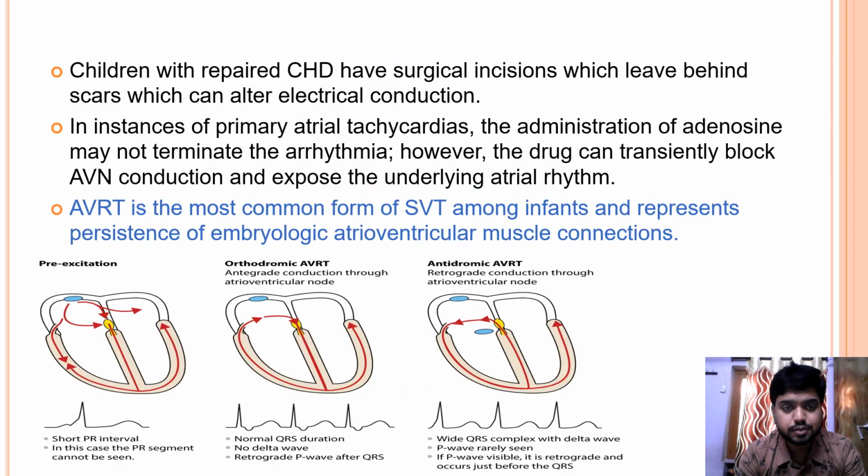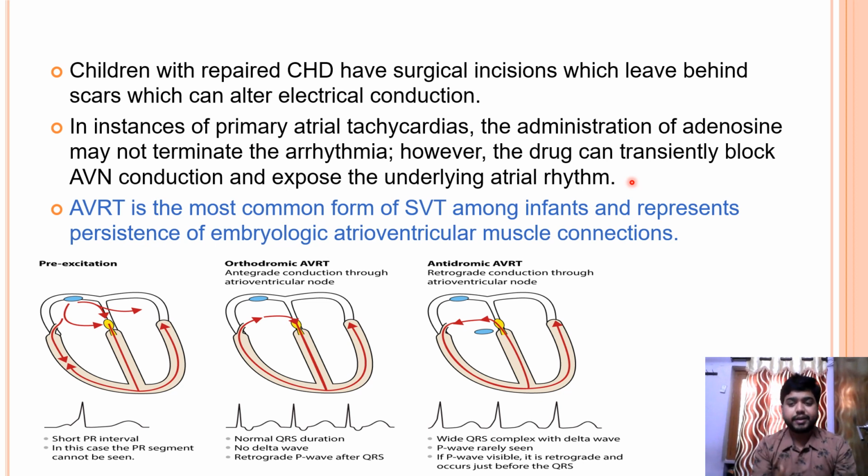Then, children with repaired congenital heart disease have surgical incisions which leave permanent scars, which can alter conduction, as we discussed already. In instances of primary atrial tachycardia, administration of adenosine may not terminate the arrhythmia. However, the drug can transiently block the AV node conduction and expose the underlying atrial rhythm.